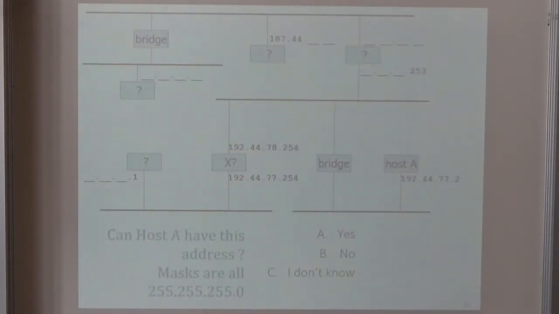A little quiz here. I'm showing a diagram with a number of hosts and intermediate systems, and I'm asking what could be the address of host A. Is it the one that is proposed? Does it work or not?